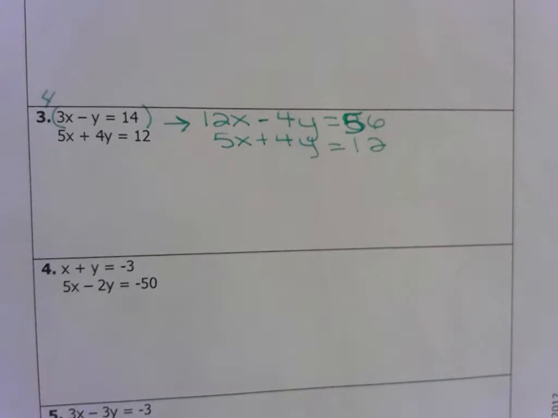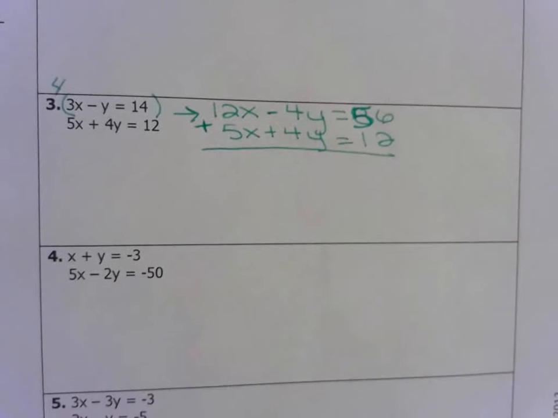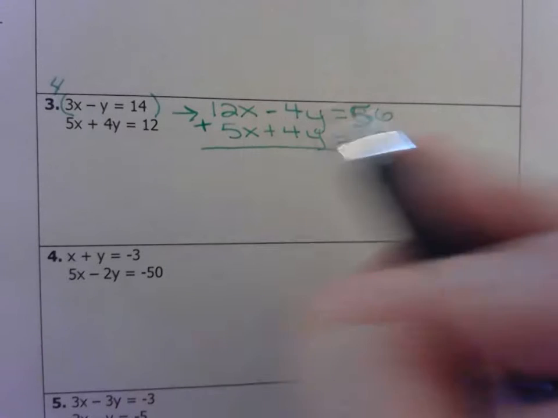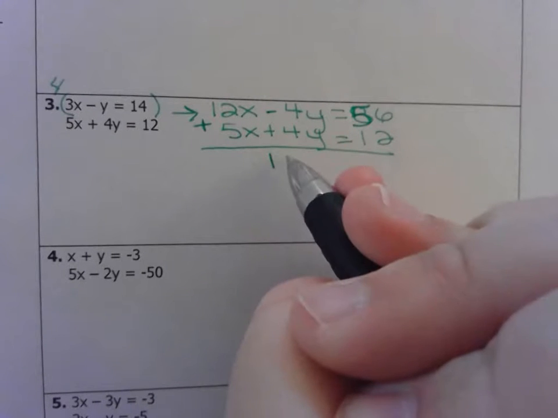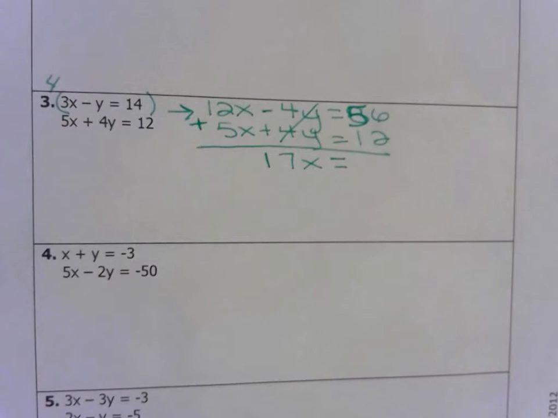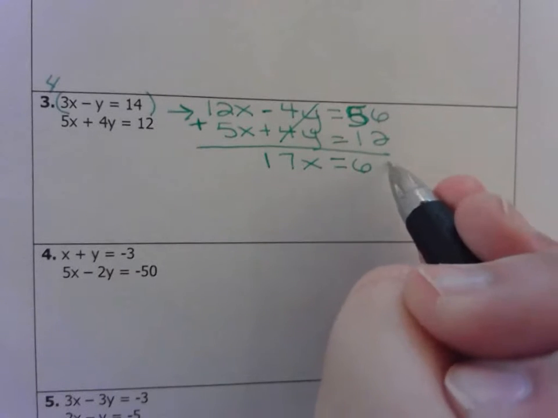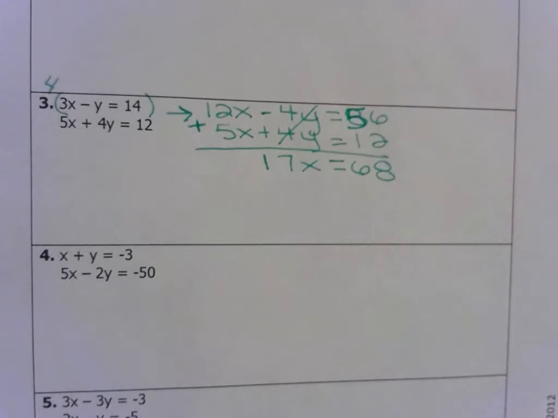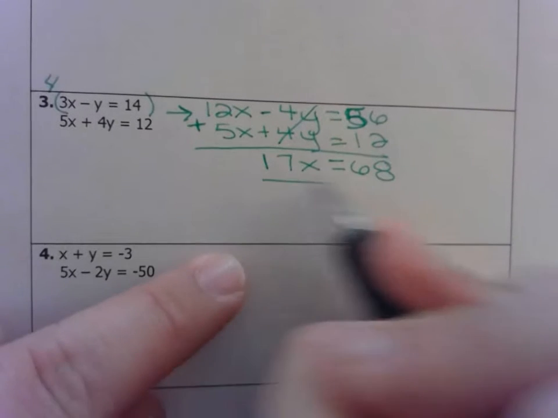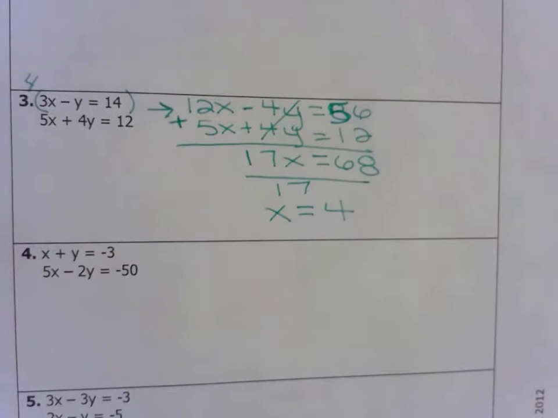Now, when I add these two, what happens to the y's? They cancel. 12x plus 5x is 17x, y's are gone, equals, what is 56 plus 12? 68. Divide by 17, x is 4. So once you distribute, it's exactly like we did yesterday.